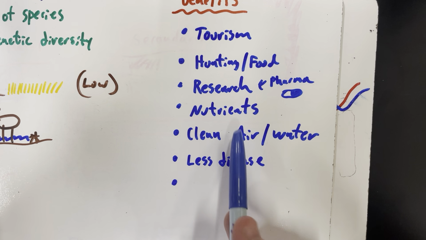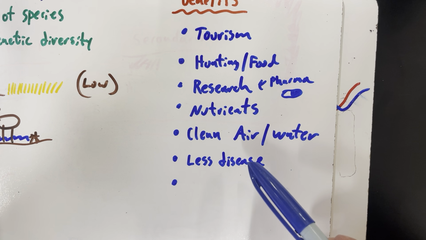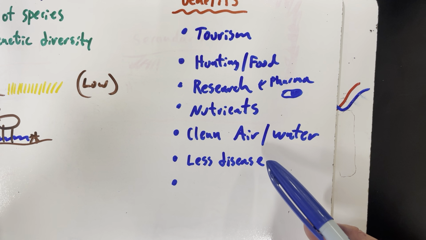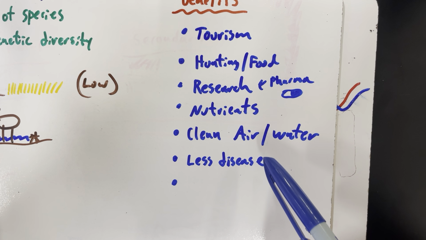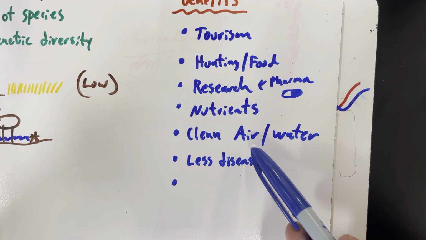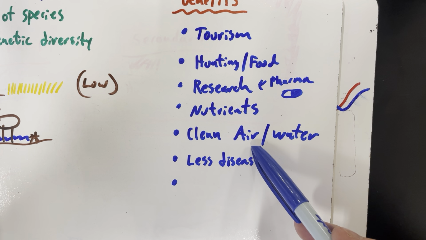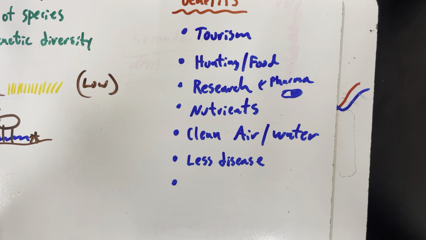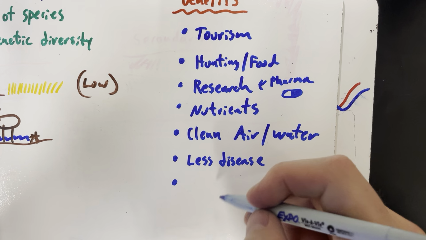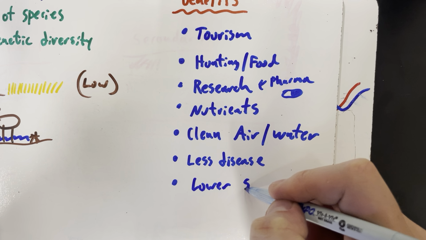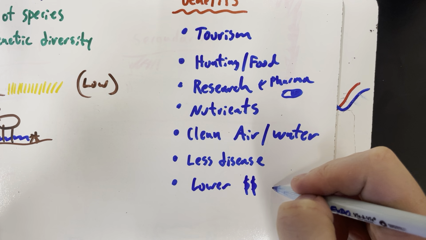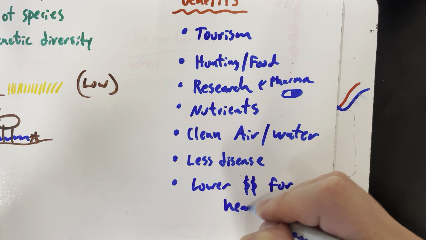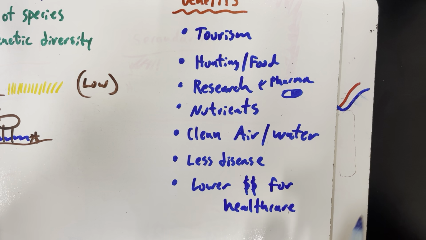And when we think about things like clean air and water, there is a shocking number of people killed every year just from air pollution. It's absurd. Something like 20% of all deaths can be linked back to air pollution. Having clean air, as a general rule, will reduce health costs. Lower money for healthcare, yeah.